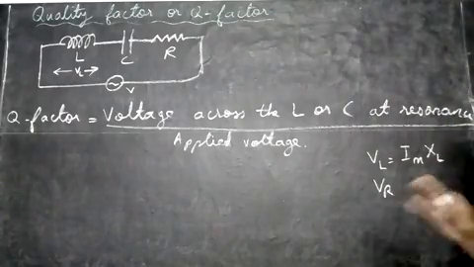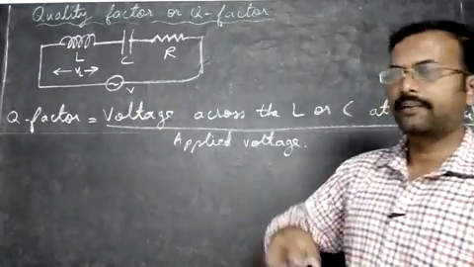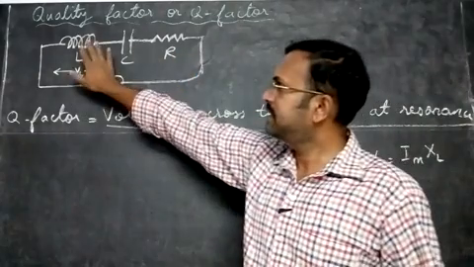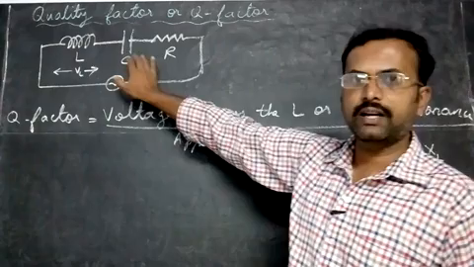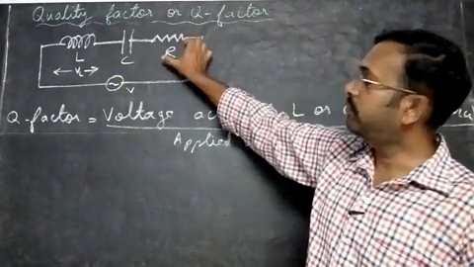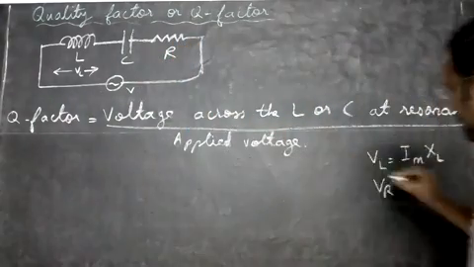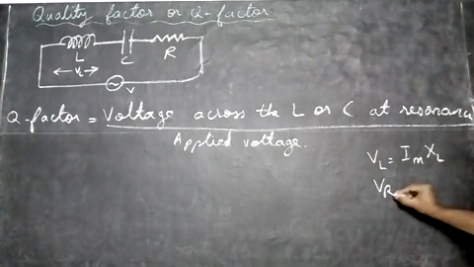Why do we say this? Suppose we give a voltage here. At resonance, what happens? The inductive reactance is equal to the capacitive reactance, and they cancel each other. So the circuit will have only resistance. So we can write that the applied voltage is equal to VR, the voltage across the resistor.